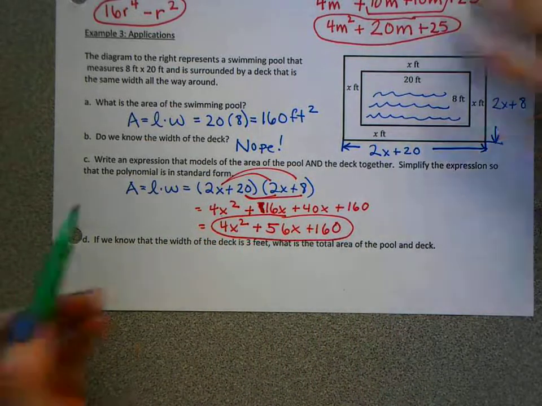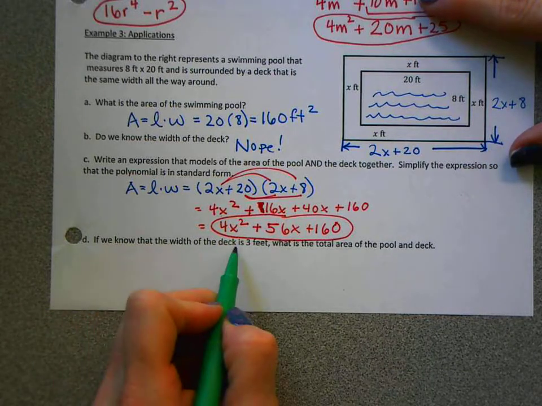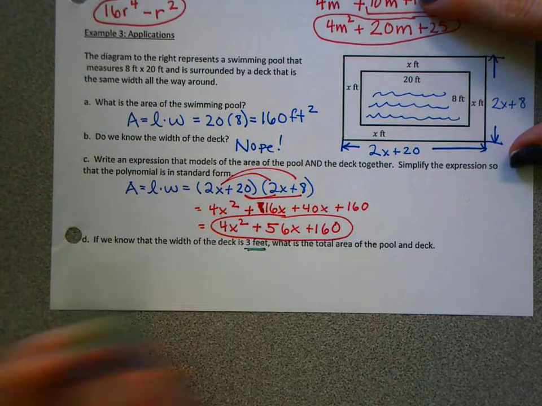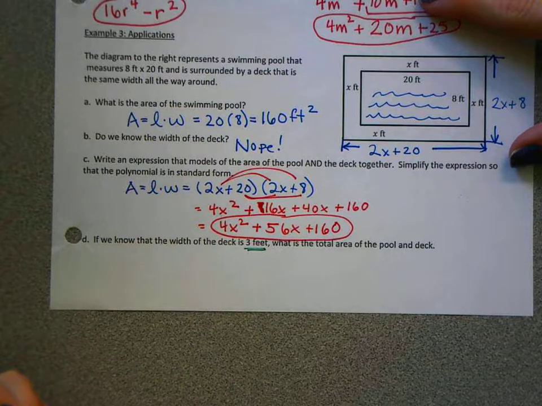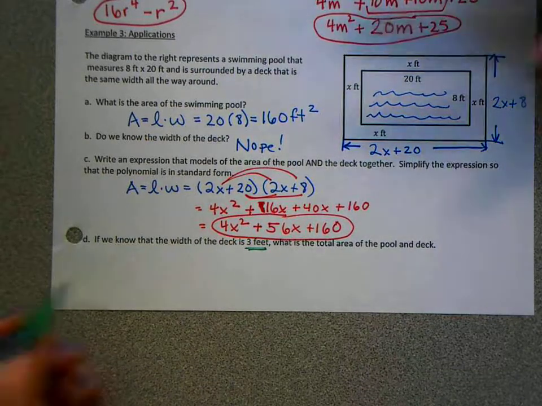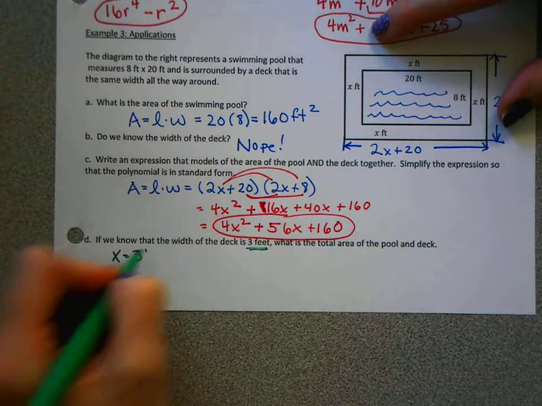All right, last question. If we end up knowing that the width of the deck is 3 feet, what is the total area of the pool and deck? Now, they've told us what X equals. They're straight up just saying X equals 3. Why couldn't they do that before?